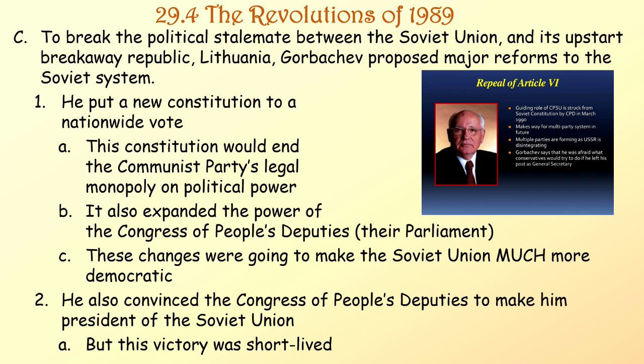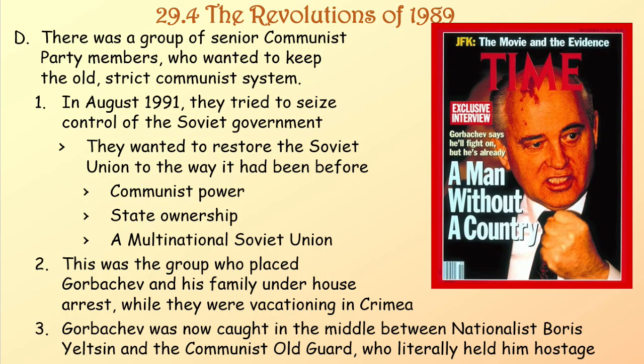He also convinced the Congress of People's Deputies to make him president of the Soviet Union. But this victory was short-lived. There was a group of senior Communist Party members who wanted to keep the old, strict communist system. In August of 1991, they tried to seize control of the Soviet government. They wanted to restore the Soviet Union to the way it had been before: communist power, state ownership, a multinational Soviet Union. This was the group who placed Gorbachev and his family under house arrest while they were vacationing in Crimea.